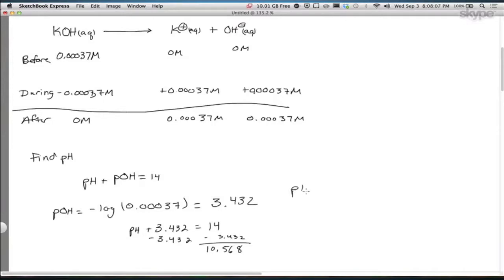pH is equal to 7.568. Does that match your prediction? Yes. Okay, good. All right, that was a good systematic approach.